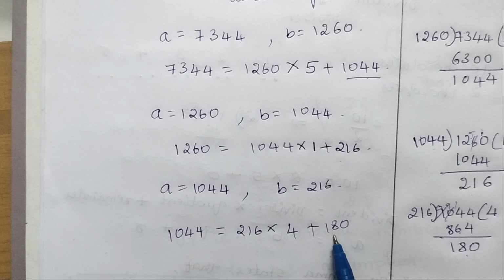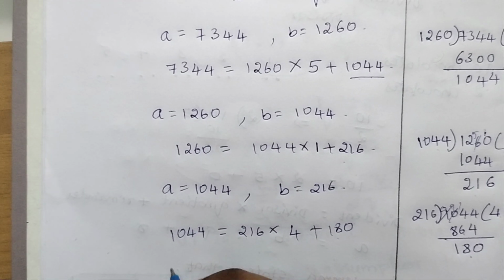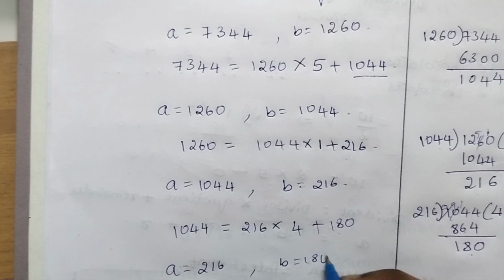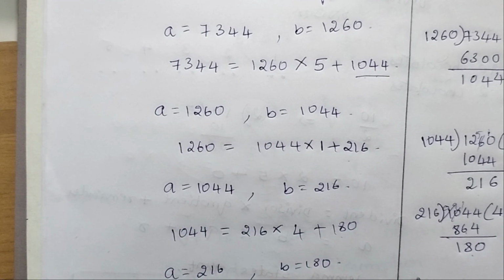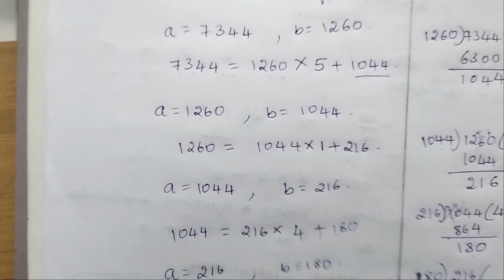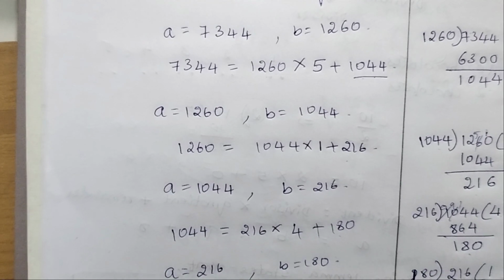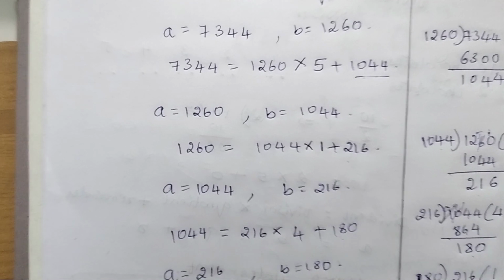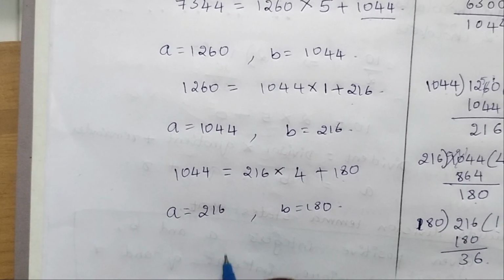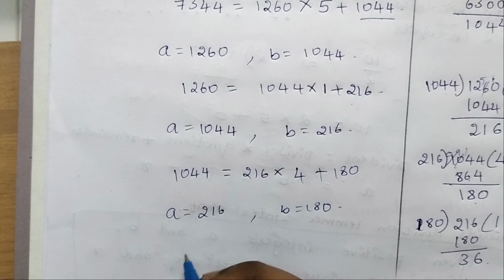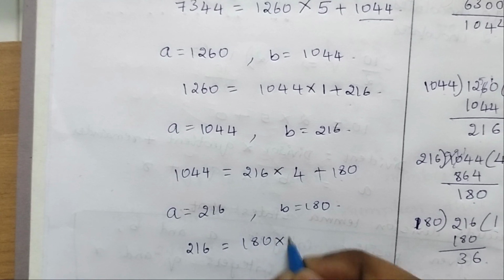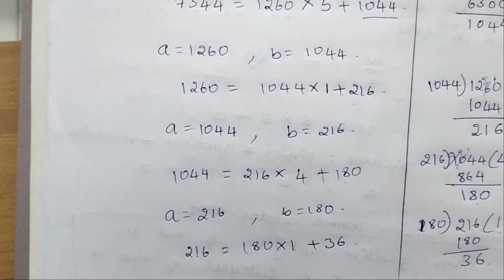Now even then I didn't get the remainder as 0. So the next step is A is equal to 216 and B is equal to 180. Now let me divide this. So 180 will be my divisor, 216 the dividend. So 180 into 1 is 180. So here it is 36. I'll get the remainder as 36 and quotient as 1. So applying Euclid's division, 216 is equal to 180 into 1 plus 36.